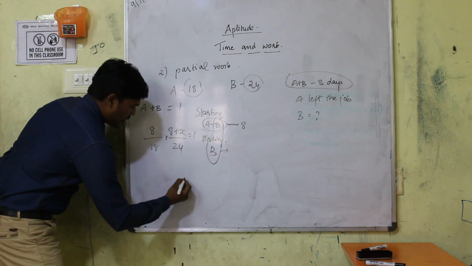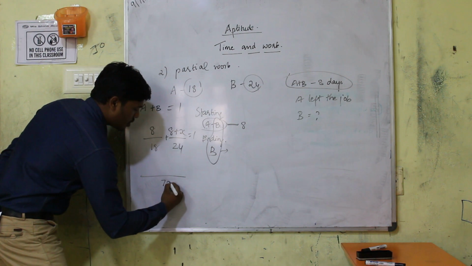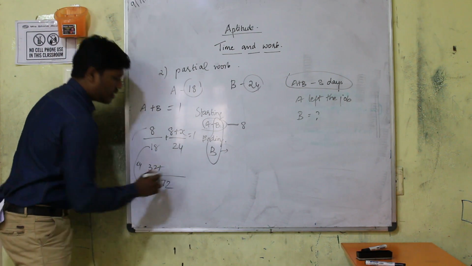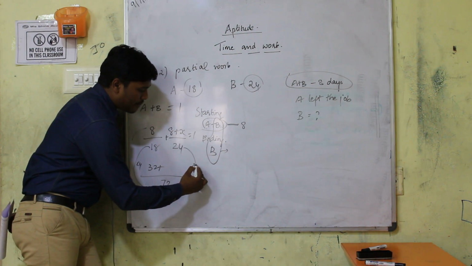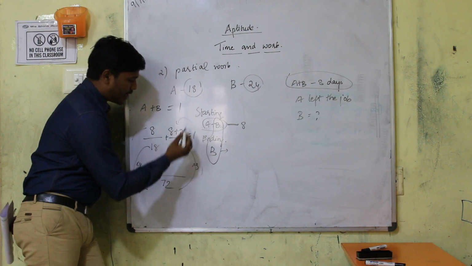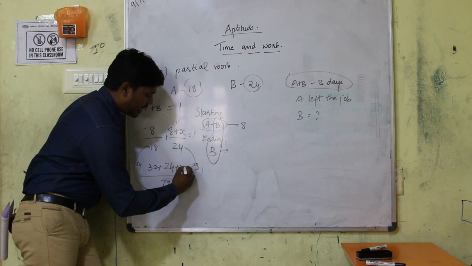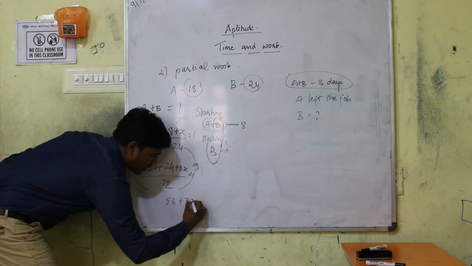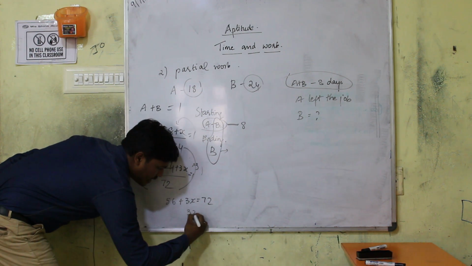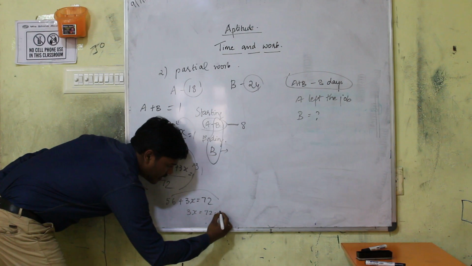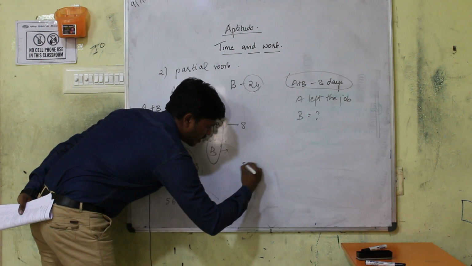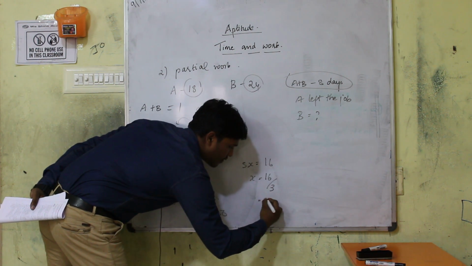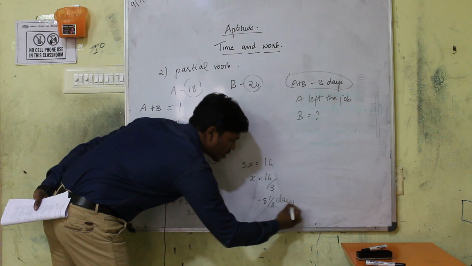Now let's take the LCM. LCM of 18 and 24 is 72. So 18 is 4 times 72. That is 4 into 8, 32. Plus 24 is 3 times 72. That is 3 into x. So 32 plus 3x equals 72. So 3x would be 72 minus 32, which is 3x equal to 40. So x would be 40 by 3, which is 13 and 1 by 3 days.